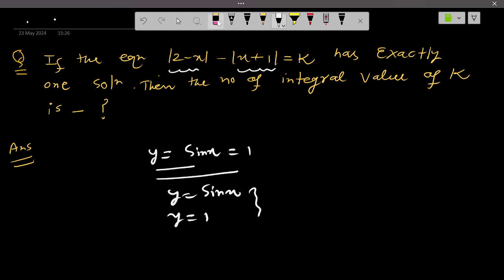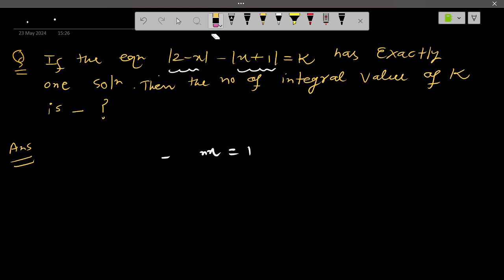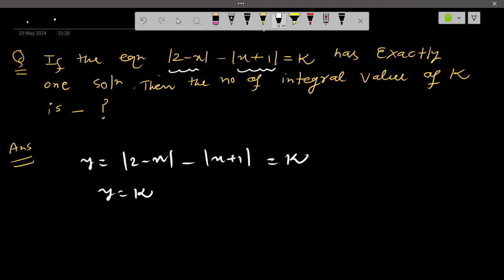So the same thing we are going to do here. Let me erase this one because our question is different. |2 - x| - |x + 1| = k. So how many equations do we have? One equation is y equals k, which is a horizontal line. Okay, sorry, not parallel, it's a horizontal line. And the other one is y equals |2 - x| - |x + 1|. Now what is the meaning of solution? Intersection points of this one and this one.